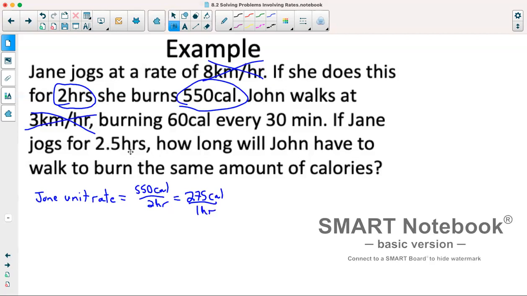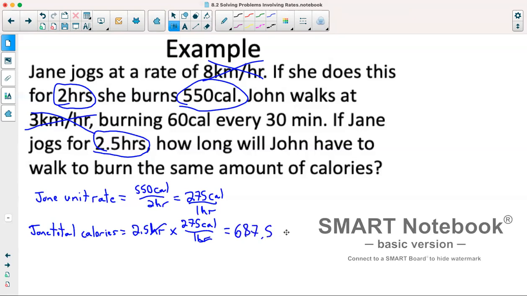Now, we want to get how many she does in 2.5 hours. So we'll call this Jane total calories. That equals our time of 2.5 hours times her rate of 275 calories per hour. Now, because we've set this up properly, the hours cancel. So we have 2.5 times 275, which gives us 687.5 calories.